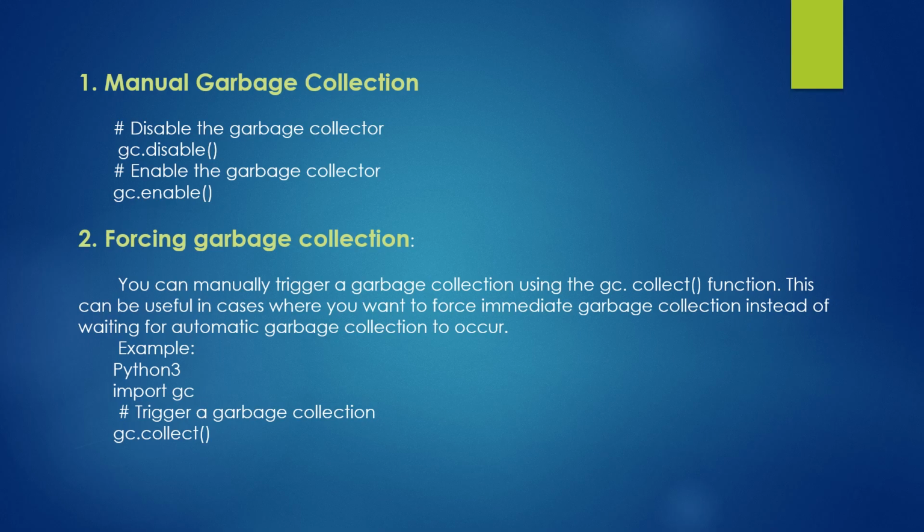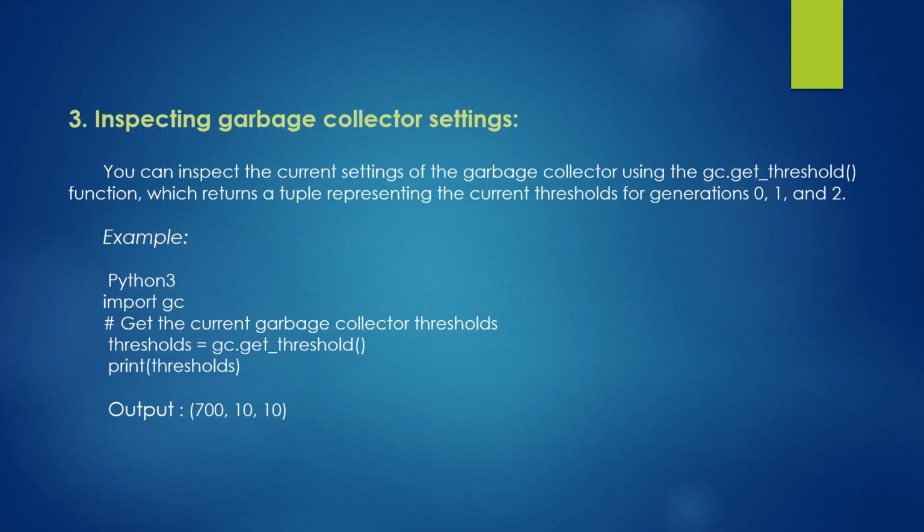And the third one is inspecting garbage collector settings. In this, we can inspect the current setting of the garbage collector using the gc.get_threshold() function, which returns a tuple representing the current threshold for generations 0, 1, and 2. In the example, we call gc.get_threshold() to get the current garbage collector thresholds and print the thresholds. The output is 700, 10, 10.